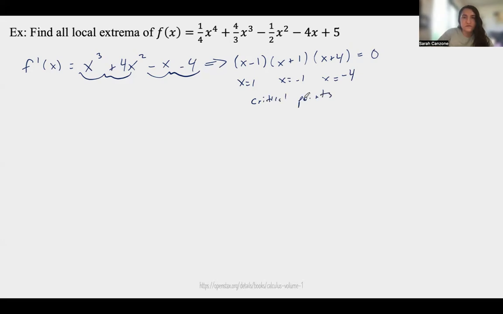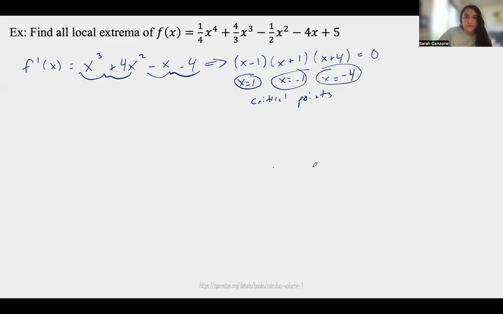Again, we use those terms synonymously. So these are going to be our critical points. But we're looking to find the local extrema, so we don't necessarily care that these are the critical points yet. What we care about is, are they local mins or local maxes, or what are they? So let's go ahead and determine that.